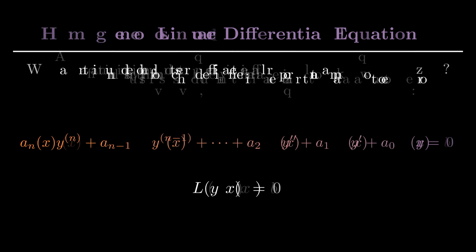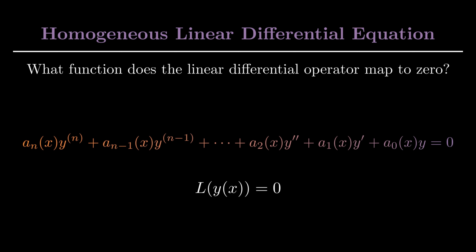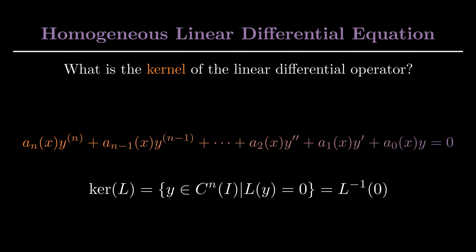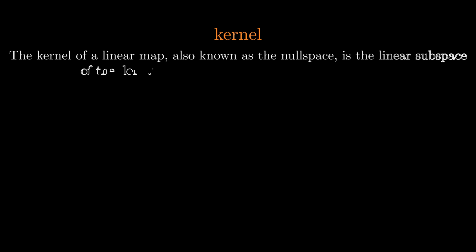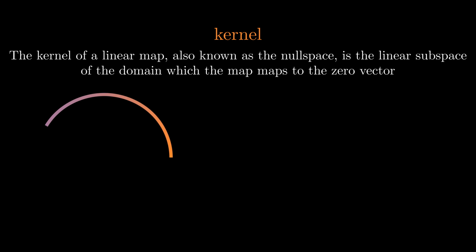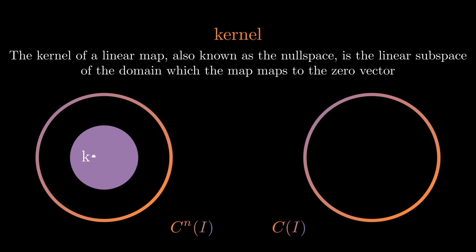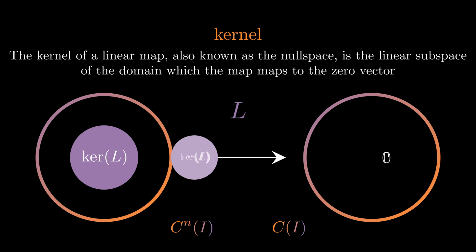A homogeneous linear differential equation is an equation where one asks, what function does the linear operator map to the zero function? Or in other words, what is the kernel of the linear differential operator? The kernel of a linear map is the set of vectors in the domain that gets mapped to the zero vector in the codomain. The domain in our case is the set of all n times differentiable functions on an interval I, and the codomain is the set of all continuous functions on the same interval.